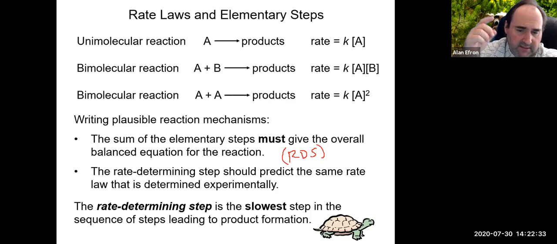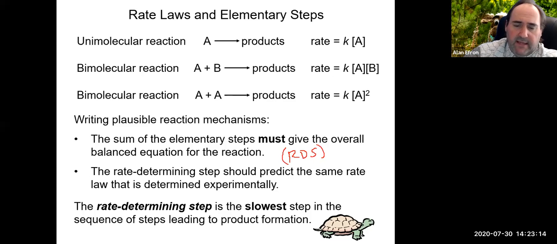They both match. So check, this is a good mechanism. Or if you do it and the rate law doesn't match the one that's found experimentally for that rate determining step, then it would be a bad mechanism in that particular case. So those are really the two things that have to happen for it to be a plausible mechanism, a good mechanism: when you add up all the steps, it does need to equal the overall reaction. And second, whichever one is the rate determining step, which should be the slow step in the mechanism, the rate law for that step needs to match the one that's found experimentally.